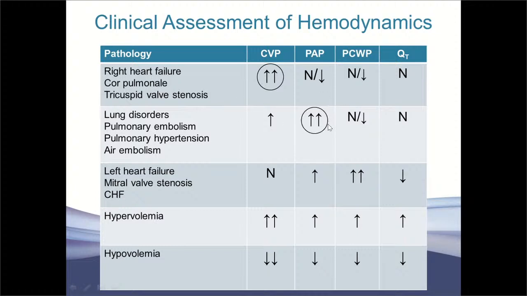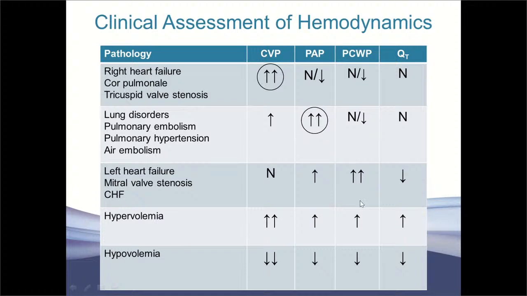Next double circle is right here. And we said if we have a double arrow, I've got a problem with the PAP. If I've got a problem with PAP, what kind of problem do I have? I've got a lung problem, okay? So what are some examples of lung problems? Well, we've got them listed right over here. Lung disorder, pulmonary embolism, pulmonary hypertension, air embolism. Those are all lung problems. And notice most of them start with the word lung, okay?